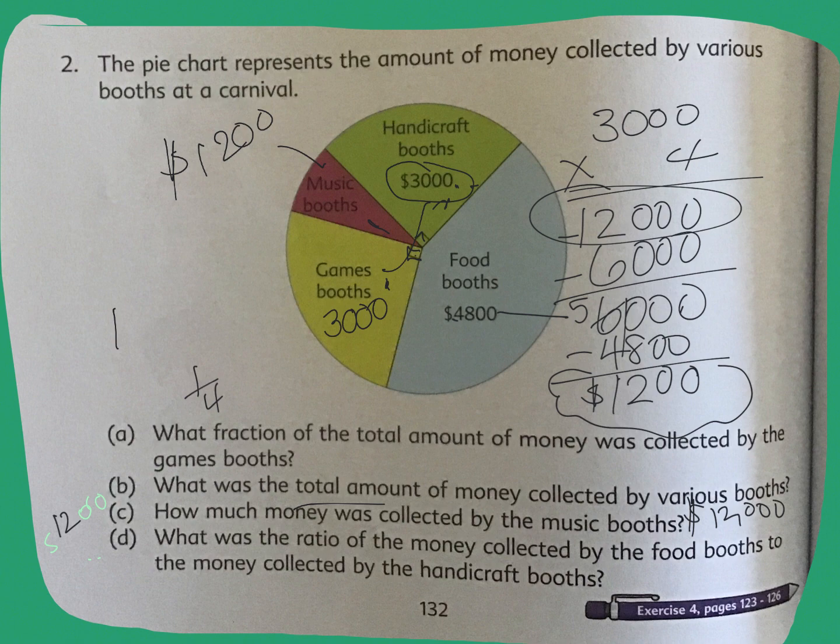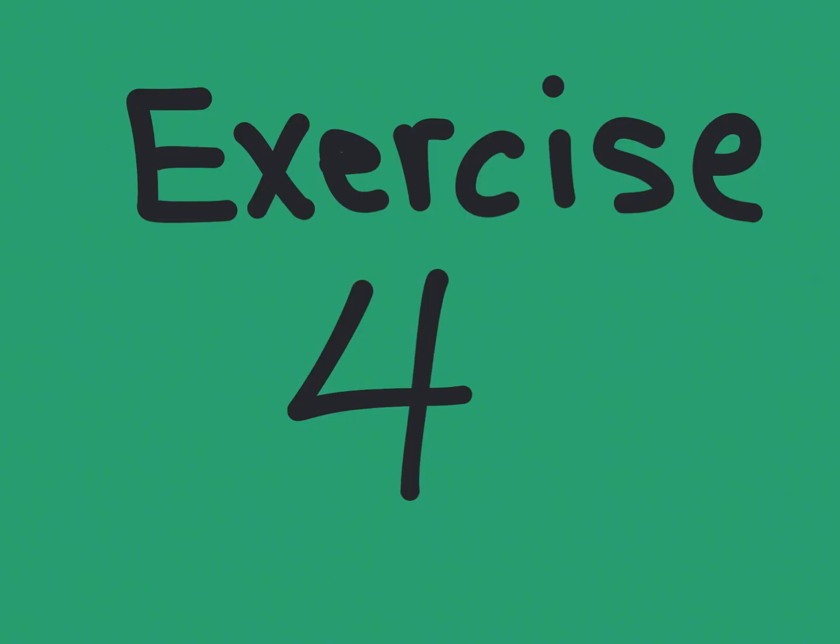What was the ratio of the money collected by the food booths to the money collected by the handicraft booth? So I have, let's go over here, 3,000 to 4,800. Let's reduce this. 1, 2, 1, 2. What number can go into both of them evenly? 6. I can reduce that to 5/8. What is the ratio? 5 to 8. All right. There you go. It is to complete exercise 4.